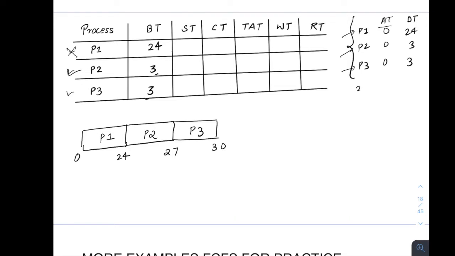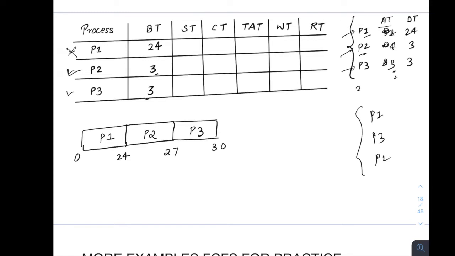This is quite easy in FCFS. In some cases the arrival time can be different, let's say 1, 4, 3, but you can use a similar approach. Basically you will see which arrives first. In this case P1 arrived first, since its arrival time was the least, so schedule P1 first. Then among P2 and P3, P3's arrival time is 3, so P3 will be scheduled second, and at last P2 will be scheduled. You can always do it this way.